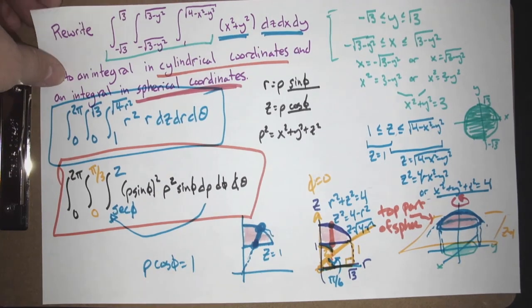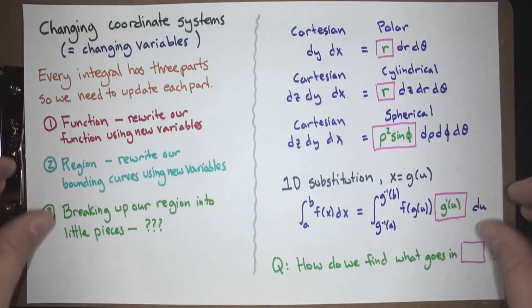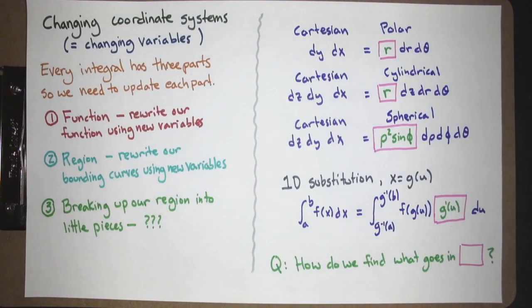All right. So what's the goal for today? Well, we want to talk about changing coordinate systems, which is kind of what we've been doing. But changing coordinate systems is really about changing variables. It's multidimensional substitution. So what do we do? Well, we recall some things. Every integral has 3 parts. So for changing coordinate systems, we have to be able to update each part.